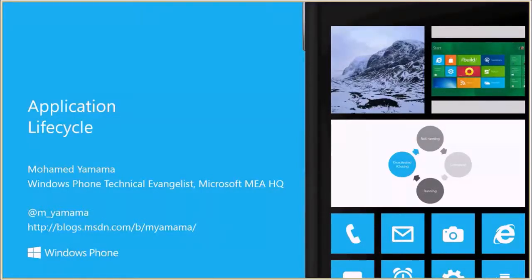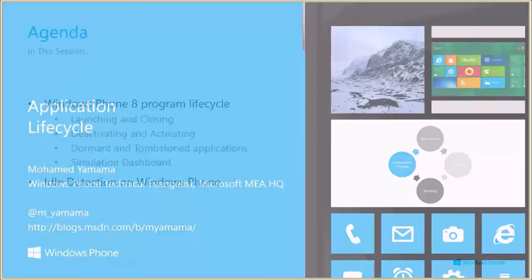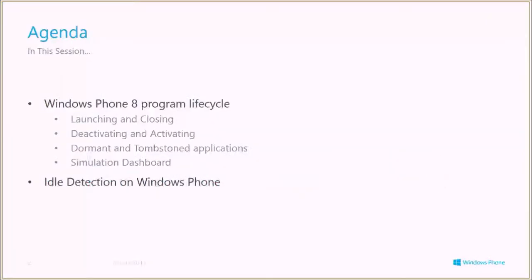So let's get started. Today's agenda, as I said before, is the Windows Phone 8 application lifecycle. We'll talk about launching and closing, deactivating and activating dormant and tombstoned apps, how to use the simulation dashboard in your Visual Studio to simulate the lock screen and the unlocking mode. We're also going to talk about idle detection on Windows Phone.